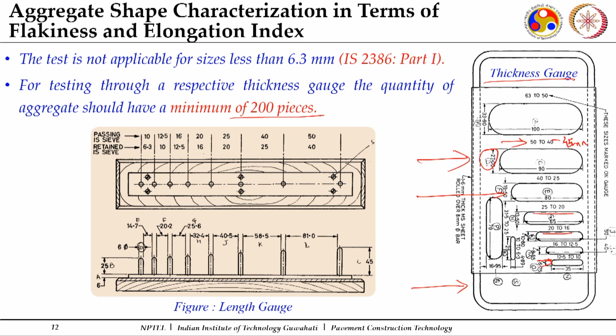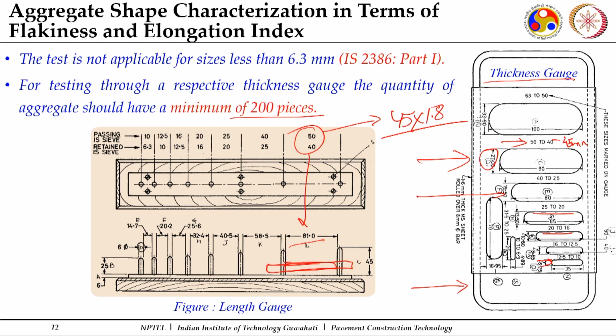Similarly here, if it is 50 to 40 mm, the mean size is 45 and it is 1.8 times the mean dimension, which comes out to be 81. If my aggregate particle passes through this slot, then it is non-elongated. If the longest dimension is bigger and it does not pass through, then I will call that aggregate an elongated aggregate.